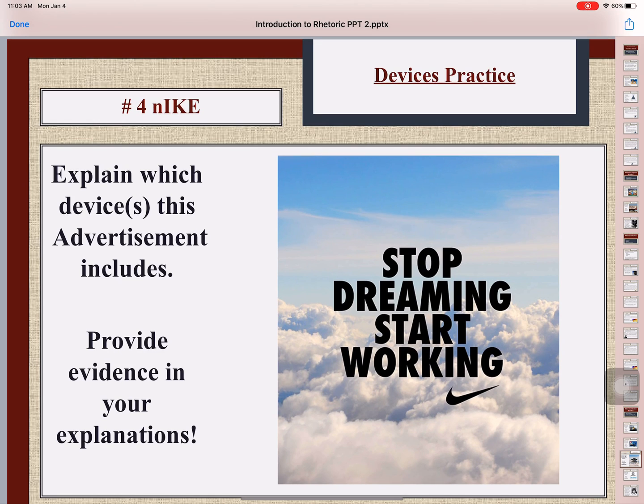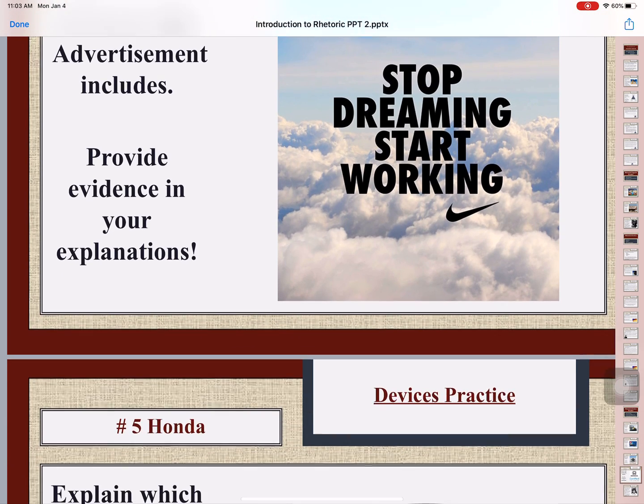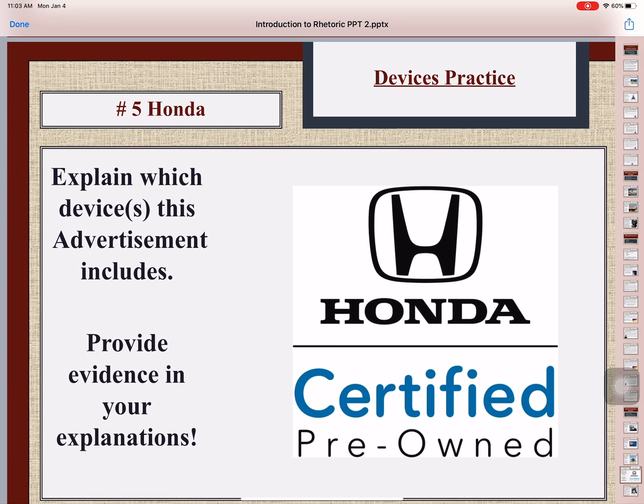Number 4, Nike. Explain which device. Provide evidence. Stop dreaming, start working. Stop dreaming, start working. What device is being used there?